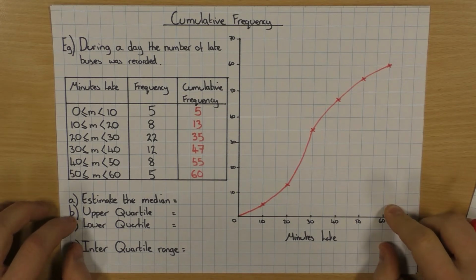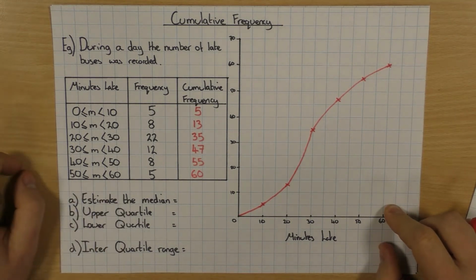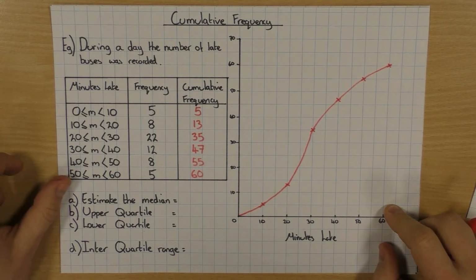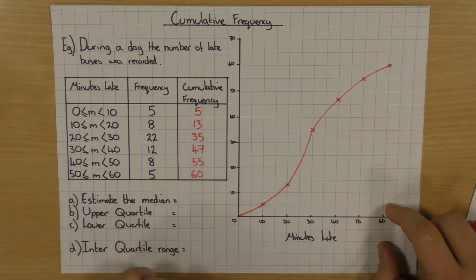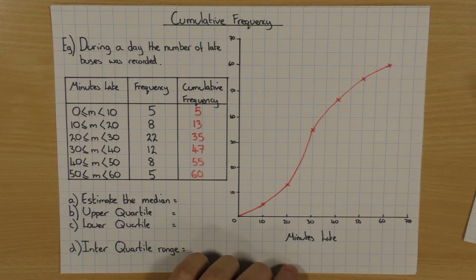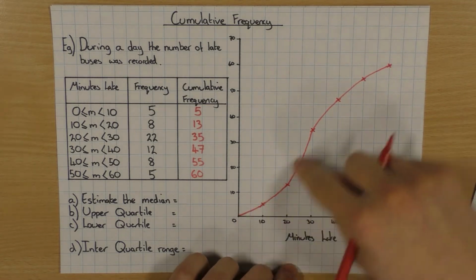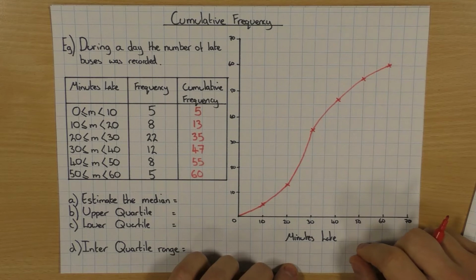Questions that can be asked with a cumulative frequency are estimating the median, the upper quartile, lower quartile, and then the interquartile range. So let's start off with the median. So the median is the middle value. They're already in order, okay? So I'm going to find the middle value.